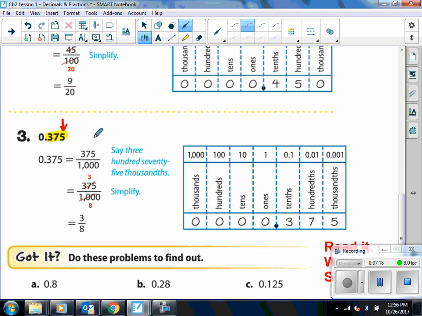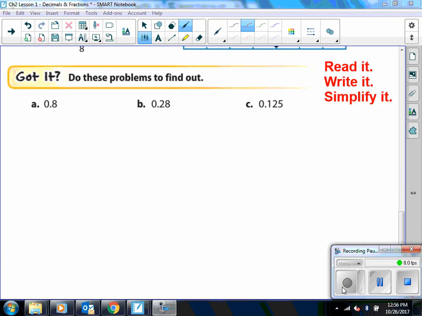So let's do these got it problems together. Okay? So here, make sure you write down your original problem. We have 0.8 for A. If I read that correctly, it's going to say 8 tenths. Then we're going to write it as a fraction. So 8 tenths is written as 8 over 10. And then, of course, we can simplify that by dividing by 2. Very good. So we end up with 4/5. Very good.